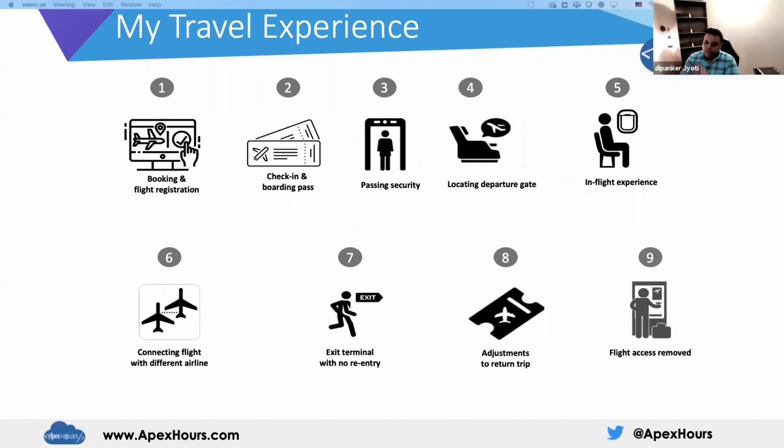Then I quickly ran to the security. In the security, I had TSA pre-check. I saw this big line, but I went with the TSA pre-check. So I had different ways in which I could pass security. And then I was able to pass through security. I had access to the entire terminal.